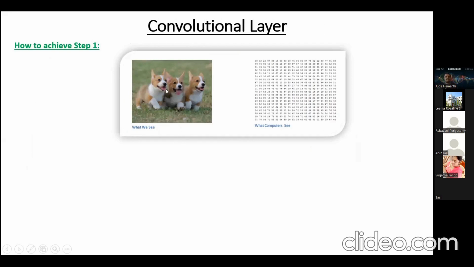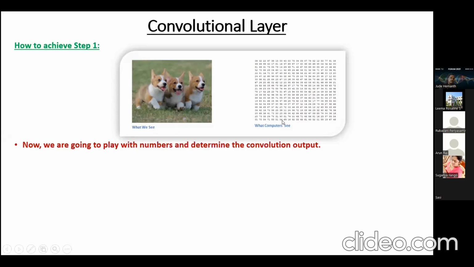Now look at this image. What do we see? Dogs. But what computers see is only the numbers. I am not sure if you are good in images. When you see an image, each image is divided into smaller parts called pixels. Right? Each pixel will have a value. That value or number is the only thing the computers would see.